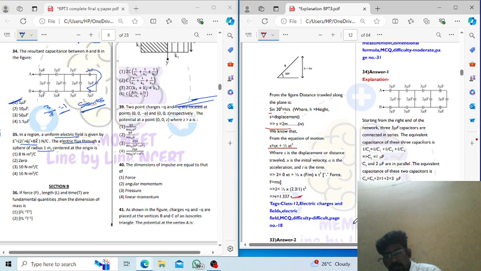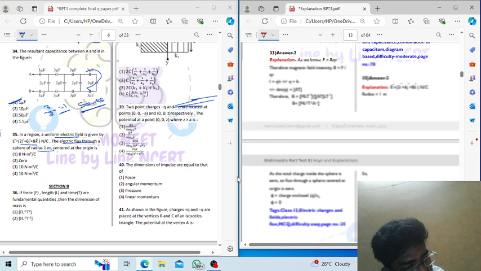Electric flux is given by E into ds. ds is the 4 pi r square. So put the value here. So what will you get? First of all, calculate the value of E. E is equal to root over of 2 square plus 6 square plus 8 square. So that is equal to 64 plus 36, 100.